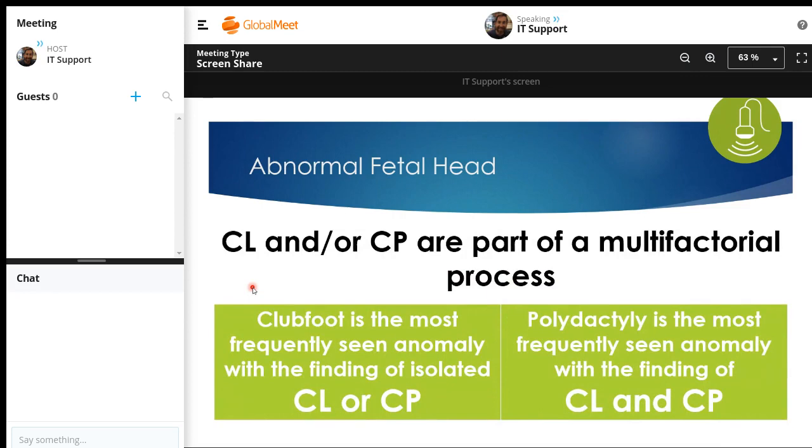So, cleft lip and/or palate are part of a multifactorial process. Clubfoot is the most frequently seen anomaly with the finding of isolated cleft lip or cleft palate, and polydactyly is the most frequently seen anomaly with the finding of cleft lip and cleft palate. So with one, clubfoot is seen, and with both, polydactyly is seen.